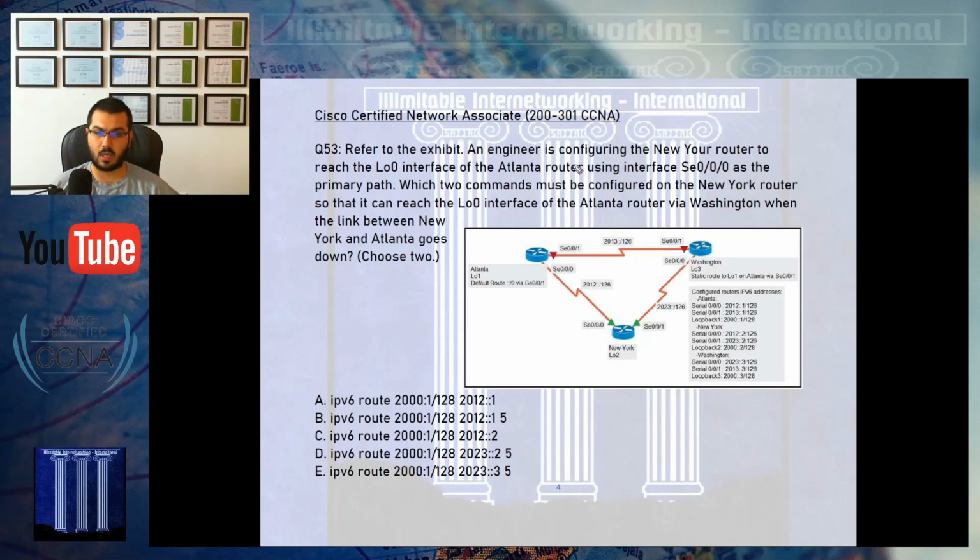An engineer is configuring the New York router to reach the loopback interface, loopback 0, of the Atlanta router using serial 0/0/0. Okay, there should be a K here, so it will be New York because this is New York. So loopback interface, just in case you have no idea about loopback interface.